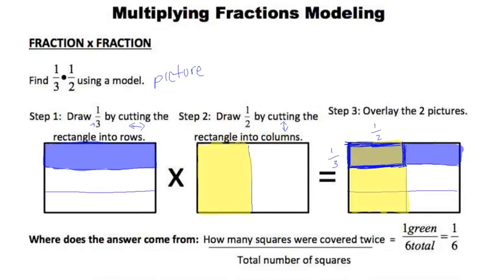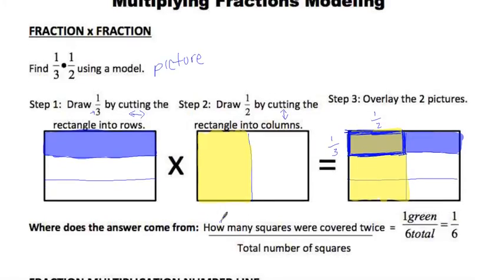So if we look down right below that, it says, where does the answer come from? It says, how many squares were covered twice? Well, we have one square right here that was covered twice. So we have one, and it should be green. Mine didn't come out to be green. That is shared. Then we count up the rest of the squares. So 1, 2, 3, 4, 5, and 6. So I have 1 totally shaded out of 6 total squares. And if you need to, watch this part of the video over again to rewatch me lay one of these out, because you're going to have to do it by yourself in the next activity.